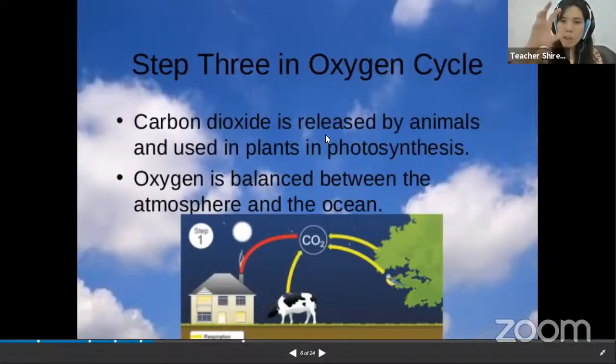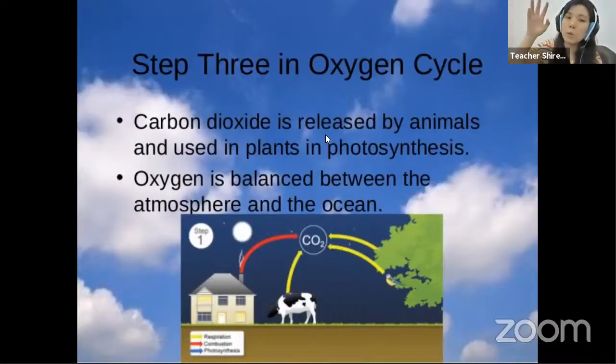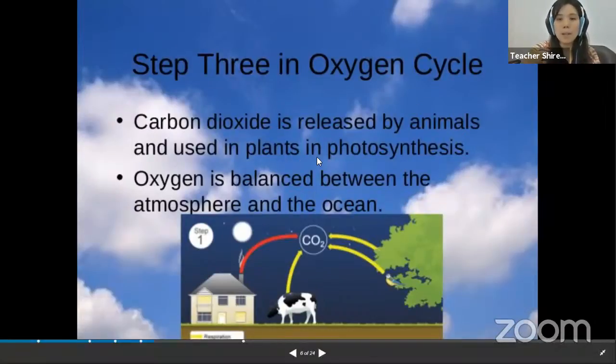So we absorb about 5% of the oxygen. Remember yesterday, when we breathe in it is 21%, and when we breathe out it's only 16%. When we breathe in, the carbon dioxide is 0.03%, but when we breathe out, it's about 4 point something percent. Carbon dioxide is released by animals and humans, and the plants need it during photosynthesis. So oxygen is balanced between the atmosphere and the ocean.